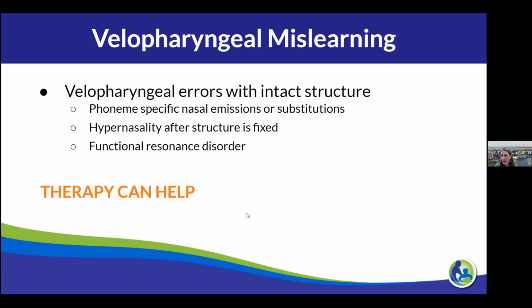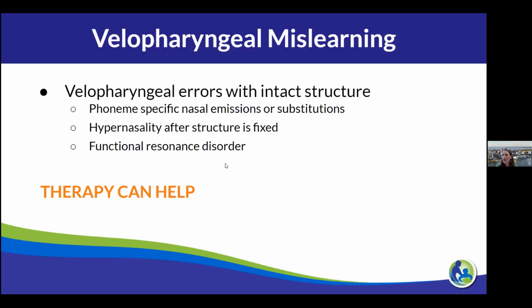You can also have residual hypernasality after a structure is fixed. So if someone has velopharyngeal insufficiency due to either cleft palate or non-cleft velopharyngeal insufficiency, they have that repaired, but they've been talking a certain way their whole life. They may have residual hypernasality.